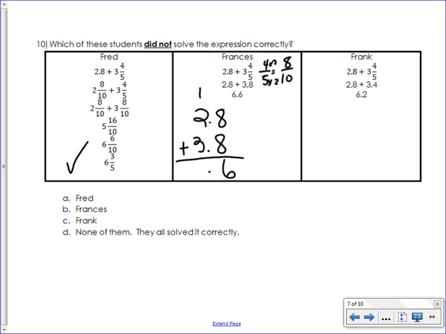8 plus 8 is 16. 3 plus 2 is 5 plus 1 is 6. So she also got it right. Let's see what Frank did. Frank turned 3 and 4/5 to 3 and 4/10. 4/5 does not equal 4/10. So our answer here is Frank. He did not solve the expression correctly.